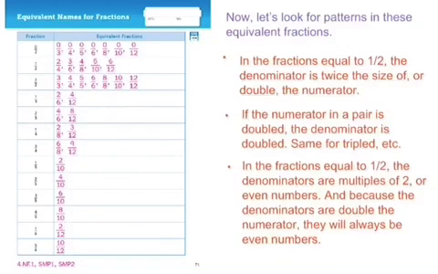If I'm looking also in the fractions equivalent to a half, I would notice that the denominators are all multiples of 2. And they're even numbers, because that's what they would be if they're multiples of 2, right? And because the denominators are double the numerator, they're always going to be even numbers. If I'm doubling something, it's going to make it an even number. So either way you look at this, that's what they're showing you here. So let your brain start to discover these patterns as well while you're working with fractions. That'll help you to be able to quickly and easily make equivalence.